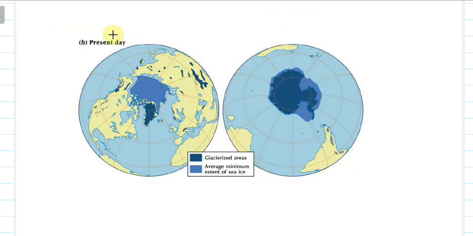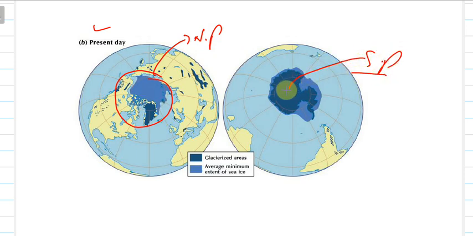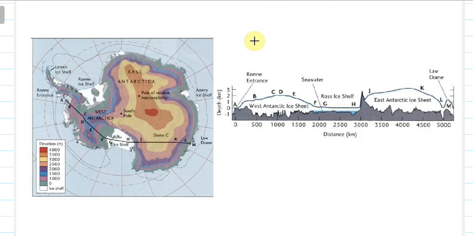But if you look at the present day, unfortunately the ice has shrunk very much. So this is the North Pole now, and this is the South Pole. Climate change is real, guys, and we are moving towards a warmer earth, and currently we are living in an interglacial period. Interglacial period is that period of the earth where warming is happening.